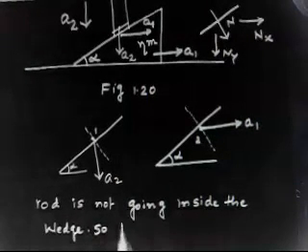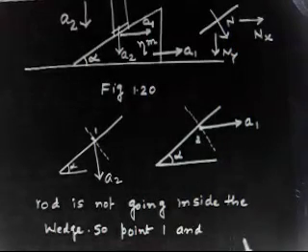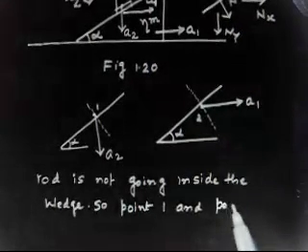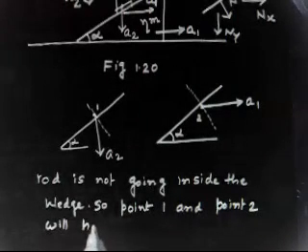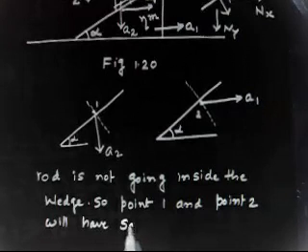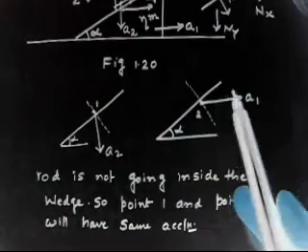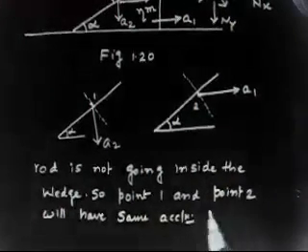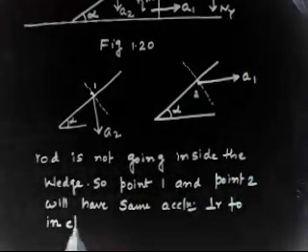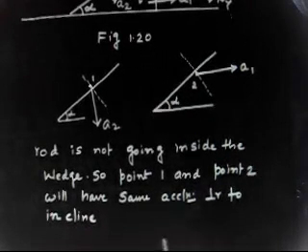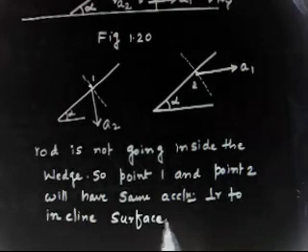So point 1 and point 2 will have the same acceleration, perpendicular to the wedge surface, perpendicular to the inclined surface. This is the most important thing in this problem, and other things are not so important. We have to only write the equation.